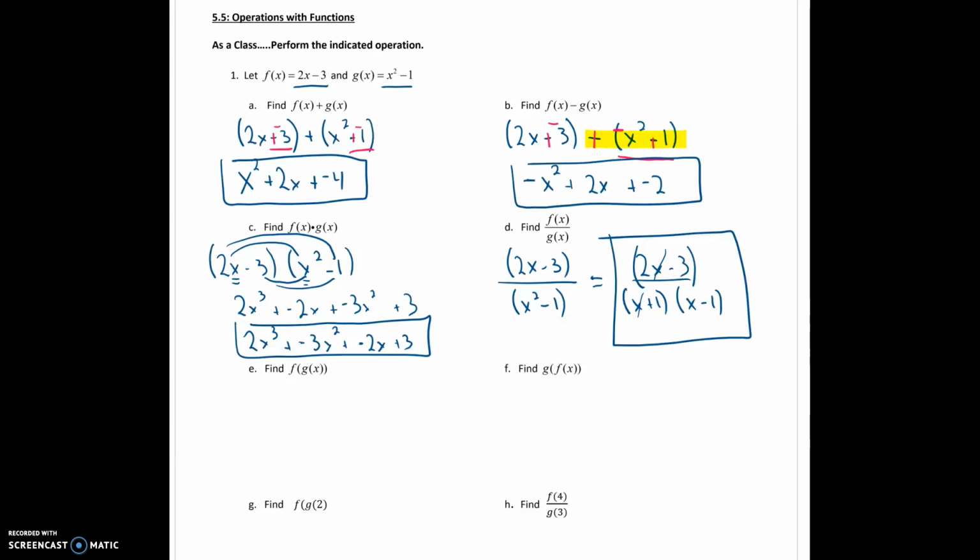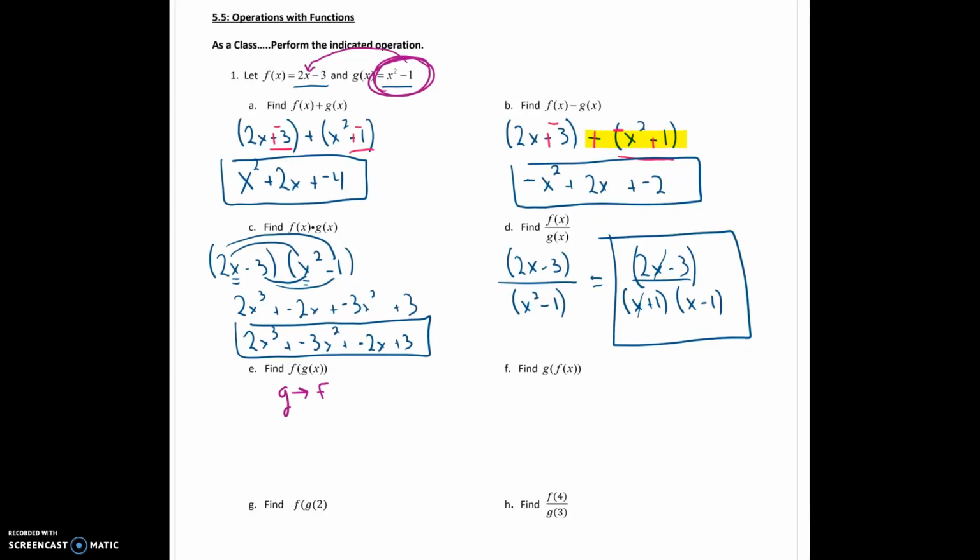So E and F started to be some new stuff for you guys. These were called composite or composition functions, and it meant you took one function and put it into the other function. So when you see E, this means I'm going to take G's function, up here, and I'm going to put it into F's function, into the x. So G is going to go into F.